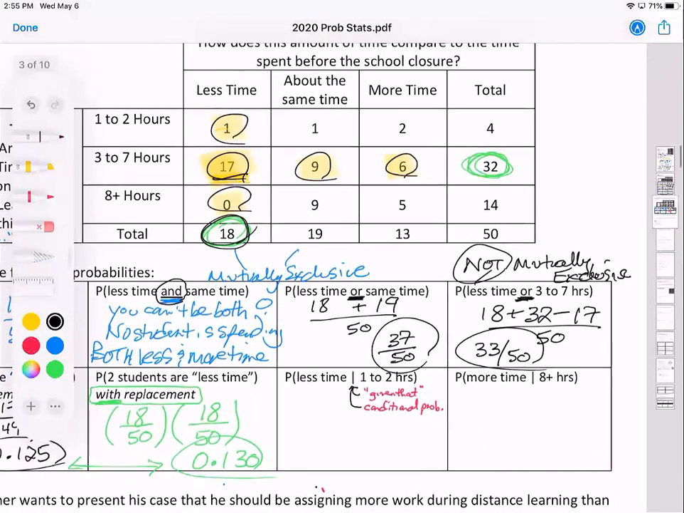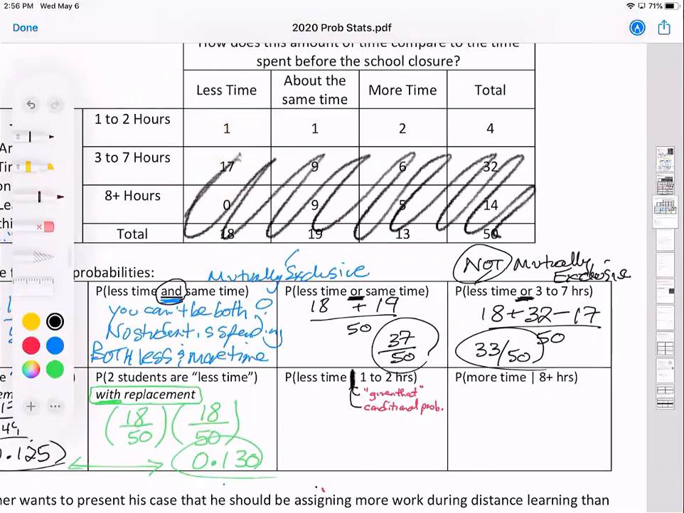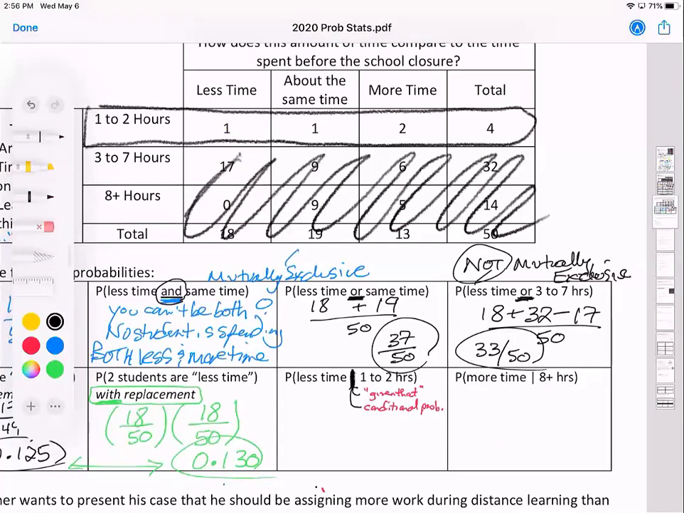So I love conditional probabilities because I get to do the shading of the table. You could do this mentally, but since I can erase pretty quickly, I will just shade the table. So we want given that it's 1 to 2 hours. So I'm going to ignore all of these. And I only want the 1 to 2 hours. So what's the probability just among those people? That's it. Among those people, what's the probability they are less time? Well, that would be there's 1 out of 4. So there's a 25% chance that you would get a less time student given that they're a 1 to 2 hour amount of time that they're spending on homework.